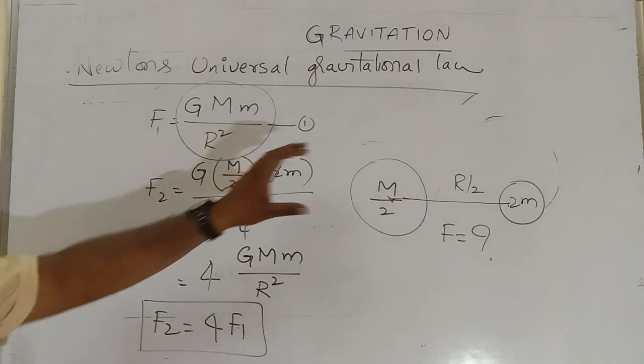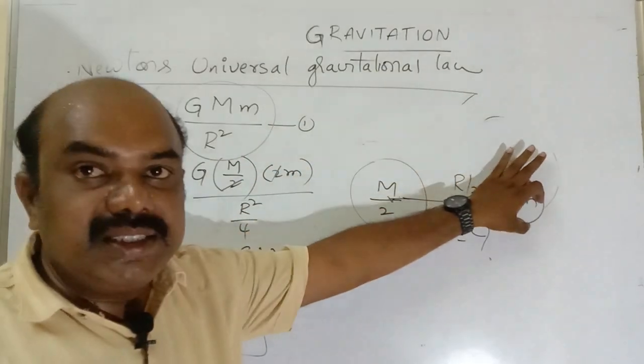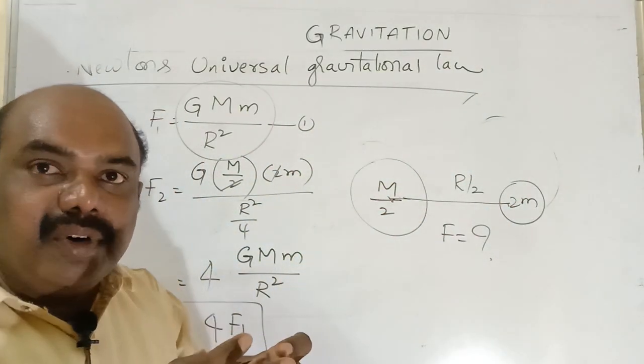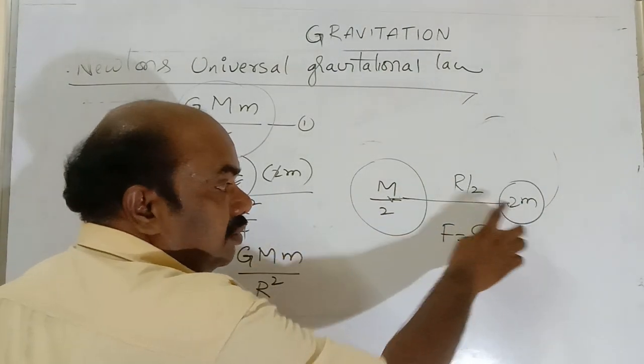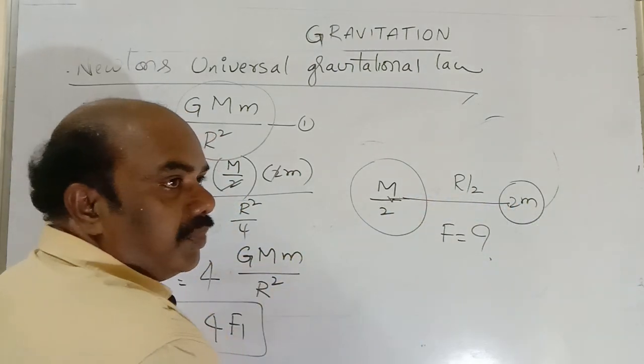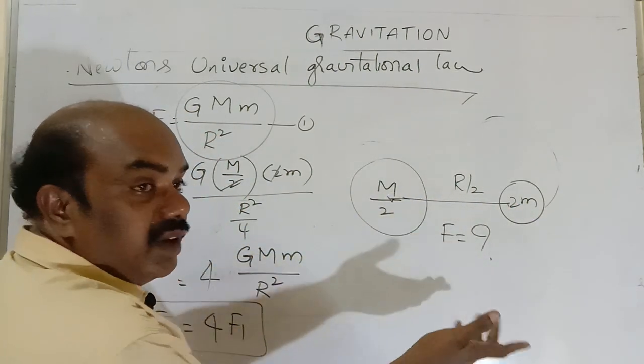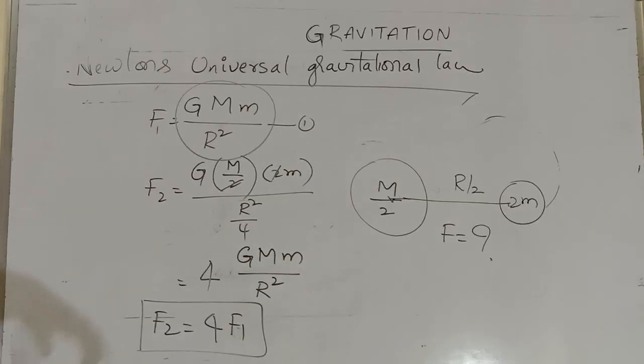That means if the first mass is half, the second mass is double, and the distance becomes half, the force increases by 4 times. Without doing also you can say the force is directly proportional to masses. Multiply these two, 2 cancels. Denominator squared, r square by 4 comes into the numerator. 4 times the force increases. This is what gravitational law problems are.